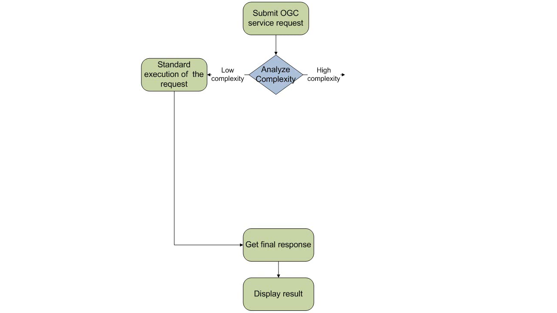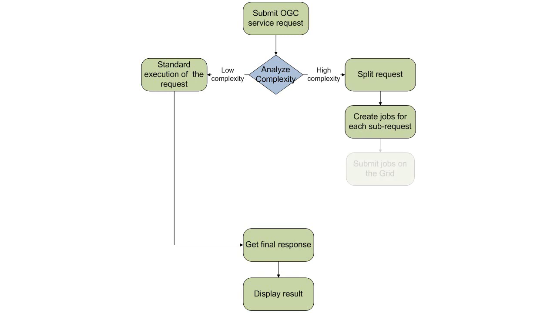If the request has a high complexity, split the request into sub-requests. Create jobs for each sub-request. Execute the jobs over the grid. Collect and merge the results. Obtain the final result and visualize it.